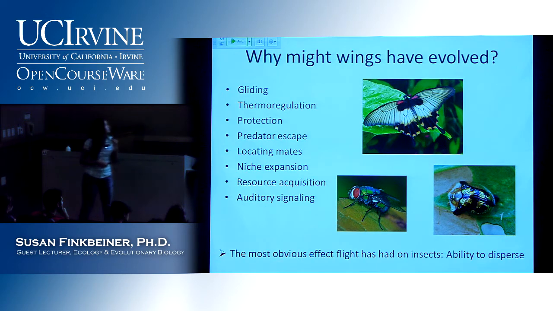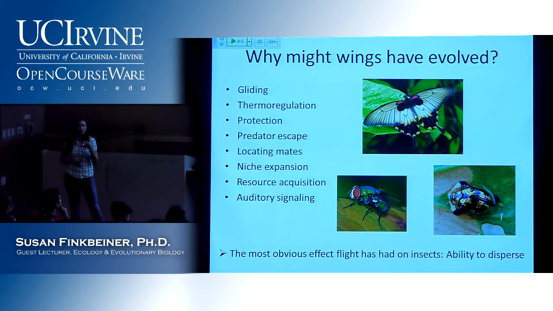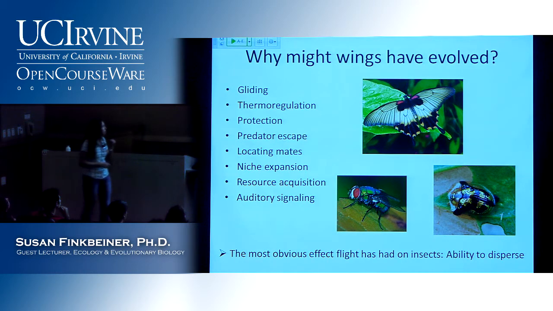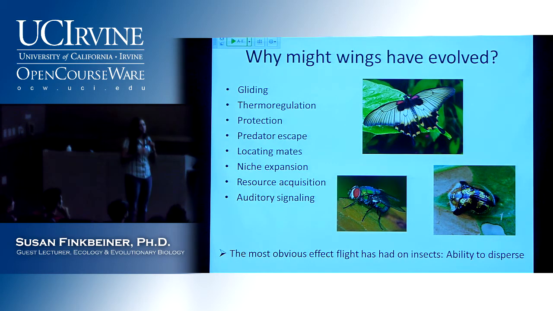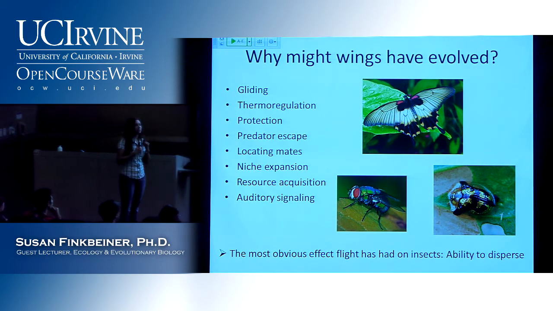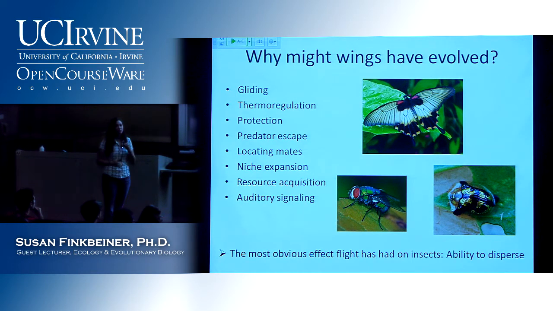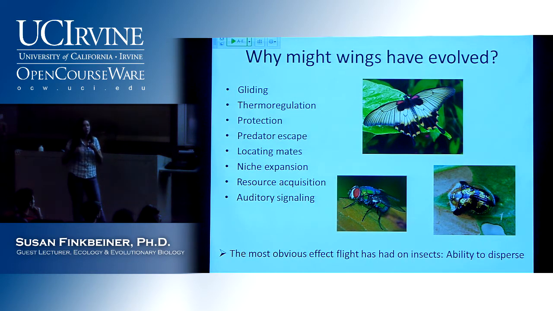There are several reasons as to why wings might have evolved. It's probably actually a combination of several of these, but I want to point out that the most obvious effect that flight has had on insects is their ability to disperse. With dispersal, you can occupy new habitats, you are allocating different resources, you have new niche spaces, perhaps new environments, maybe different climates. All of this leads to adaptation, which eventually leads to speciation.